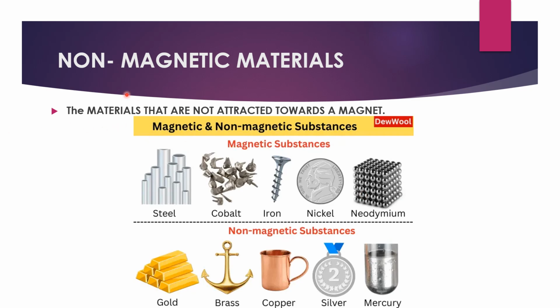Now coming to the non-magnetic materials. Non-magnetic materials are those that are not attracted towards a magnet, they don't stick to a magnet. Non-magnetic substances include gold, silver, copper, brass and mercury. You need to remember these metals as non-magnetic substances. They are not attracted towards a magnet. So we have gold, brass, copper, silver and mercury.